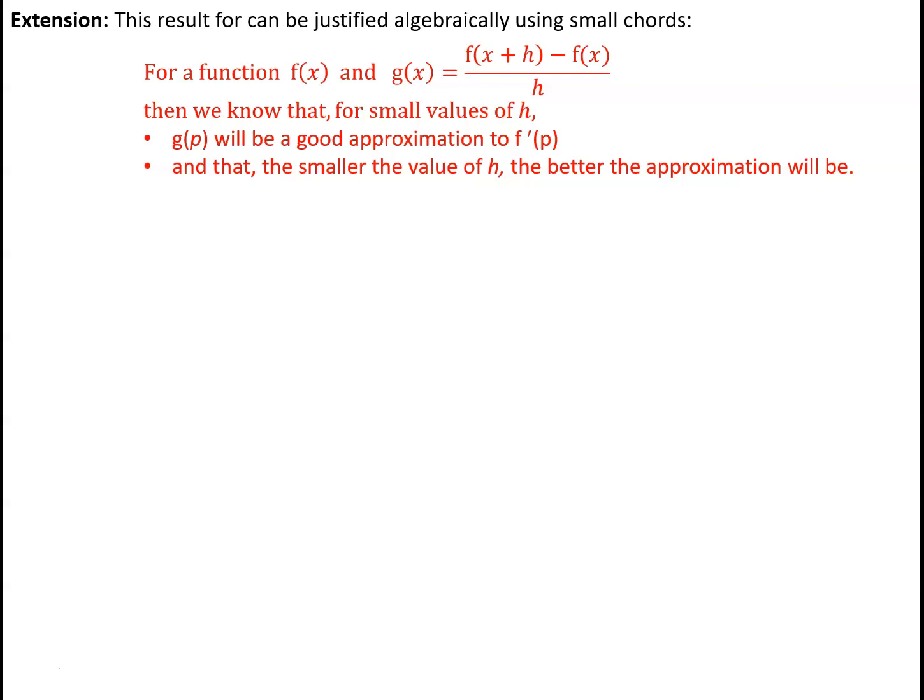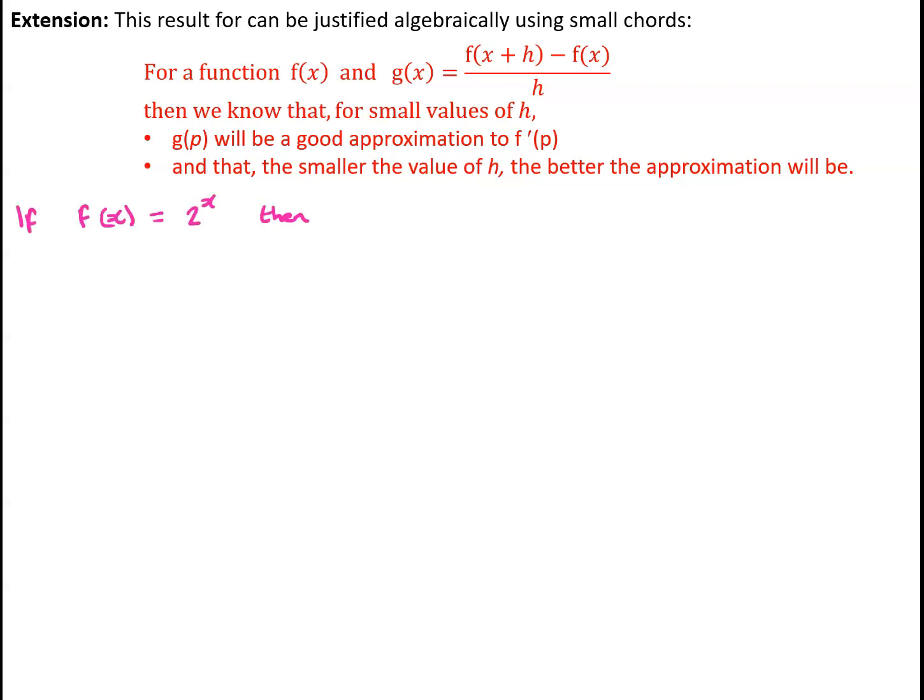Now, we can justify this result algebraically using small chords, and although this is probably extension work, it's worth just seeing how this proof goes. Just recall that we can estimate the gradient of the curve by using our gradient estimate function, f of x plus h minus f of x divided by h, where h is a reasonably small value, and that the smaller the value of h, the better the approximation will be.